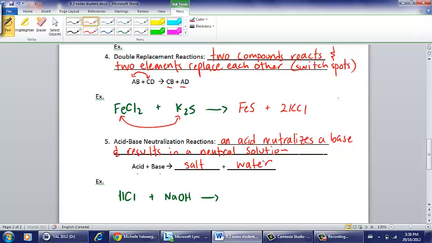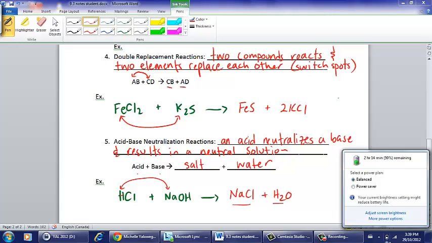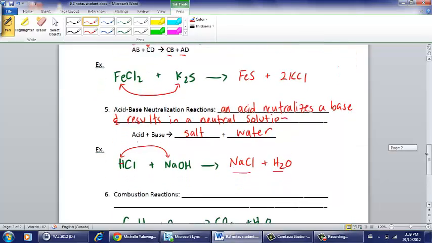So for example, here we have a really common acid and a really common base. This is HCl, hydrochloric acid, and sodium hydroxide. And the H will replace the Na. So we're going to get NaCl and H2O. NaCl is our salt, H2O is our water, and that's an acid-base neutralization. It's really just a type of double replacement reaction with H+ and OH-.